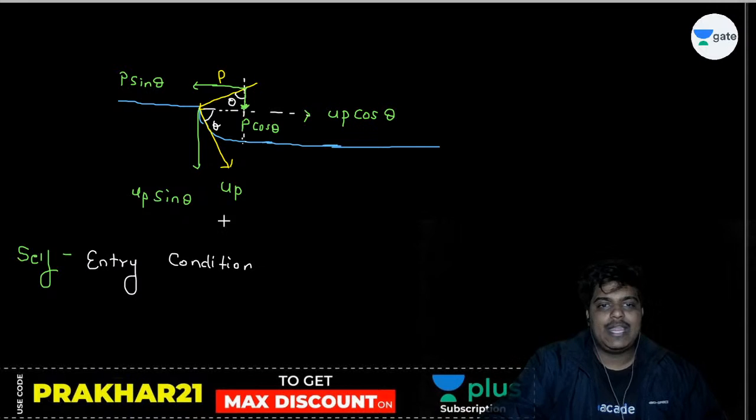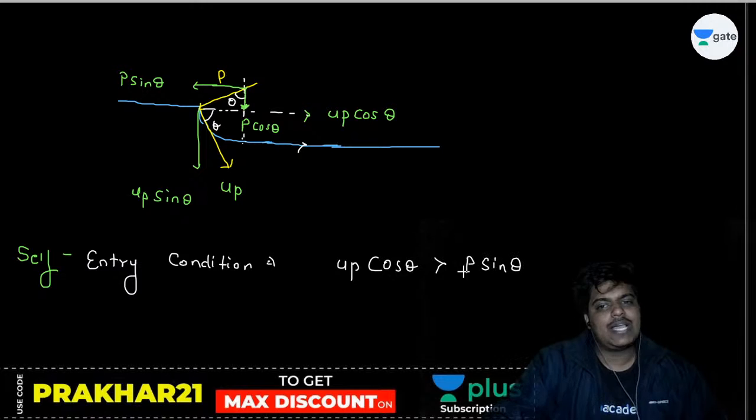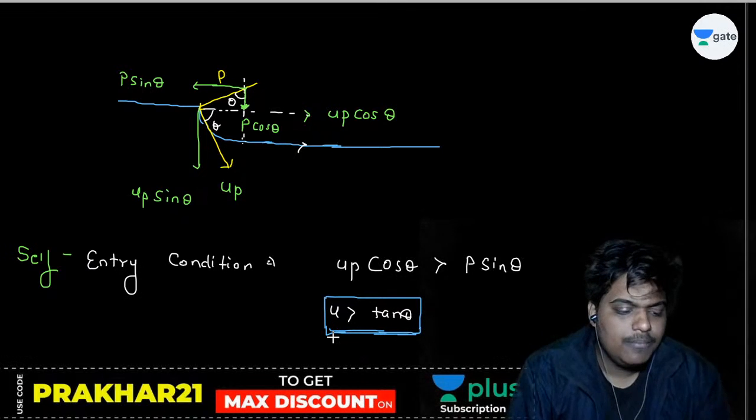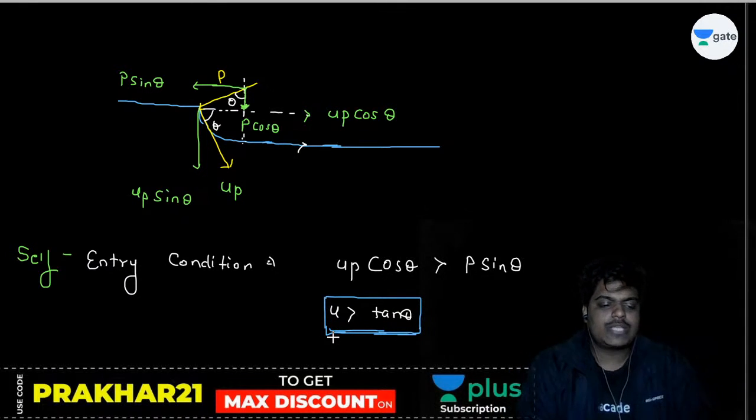So if the material has to enter, obviously your right-hand force, that is mu P cos theta, should be more than the left-hand force, that is P sin theta. Or you can say mu should be more than tan theta. Yes or no? Because P and P get cancelled, and sin theta by cos theta is tan theta. So mu is greater than tan theta.